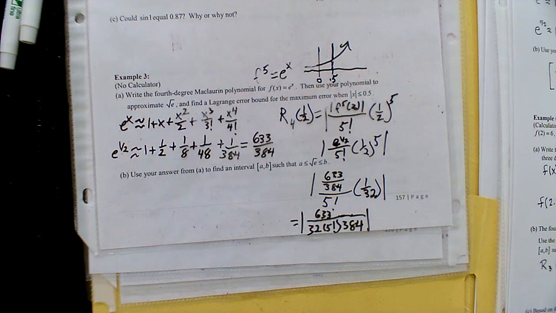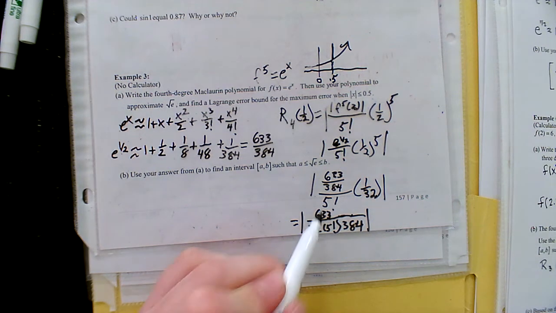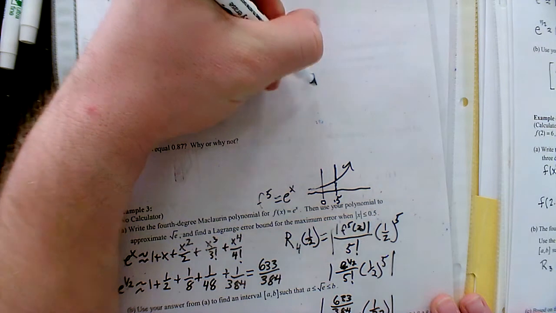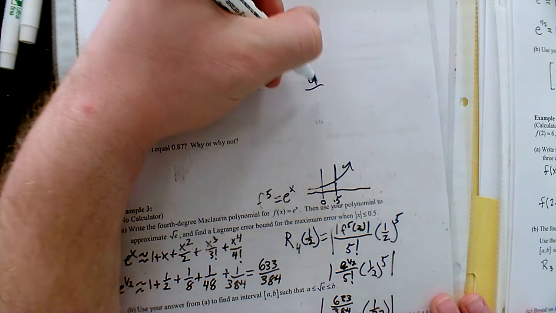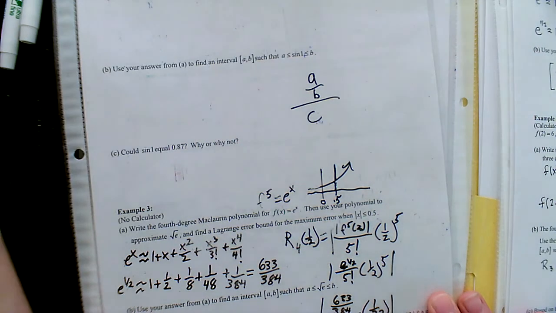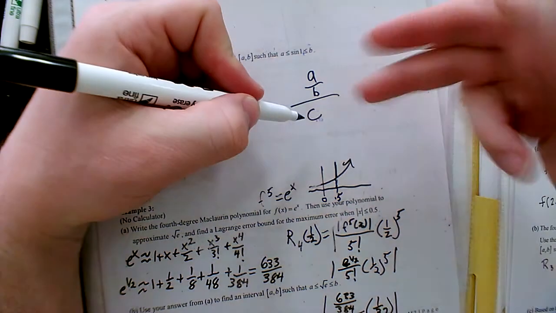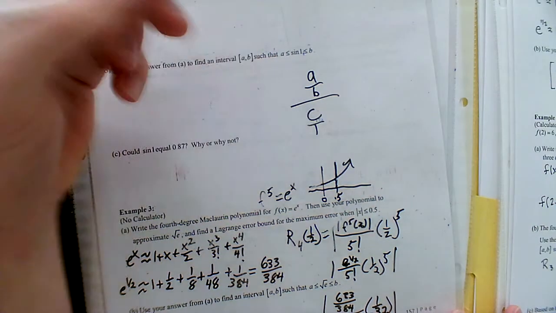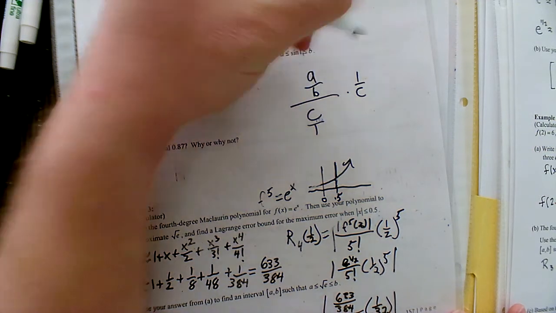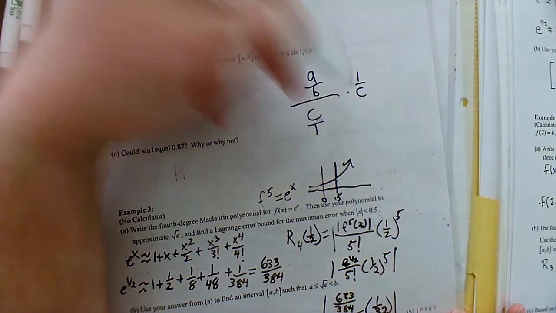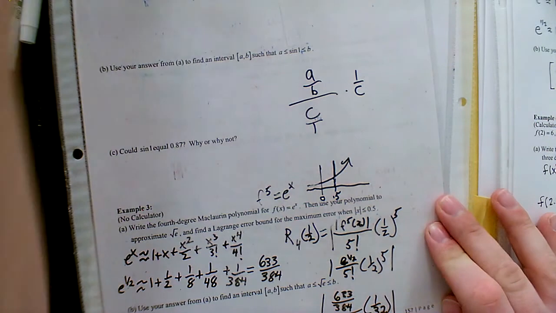Question, Caitlin? Well, just how did, since like the 633 over 384 over 5 factorial, how did they end up on this? How did both the 5 factorial and the 384 end up on this bottom? Because when you have, let's say, A over B over some C, fraction over fraction, this is going to multiply by the reciprocal, the C. So you're actually going to multiply by 1 over C. So you would get A over B times C. Does that help? Yeah.